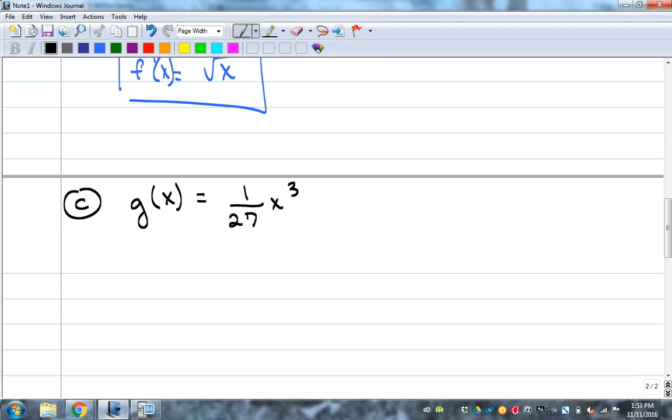This one, they don't tell you that because it's a function no matter what, and it passes the horizontal line test, so there's nearly no rules that it breaks. So y equals 1 over 27, x to the third. How do I get the inverse?